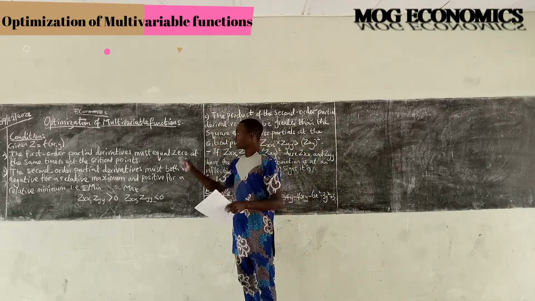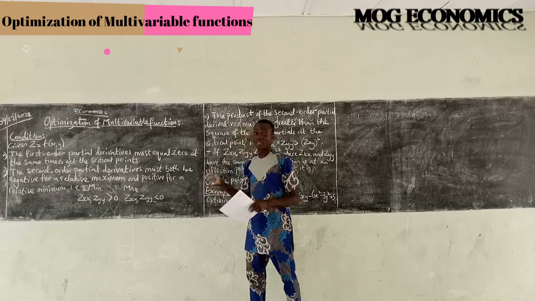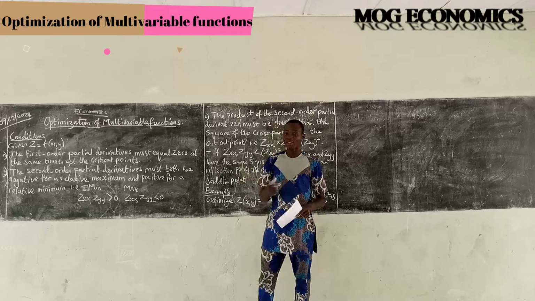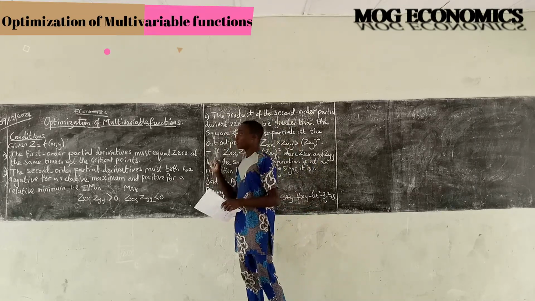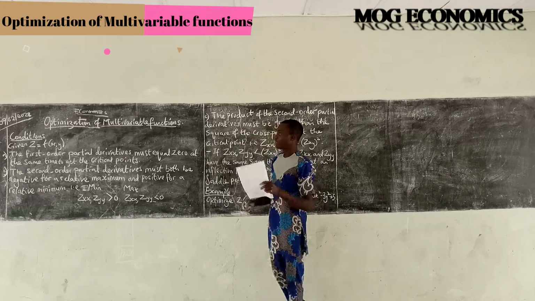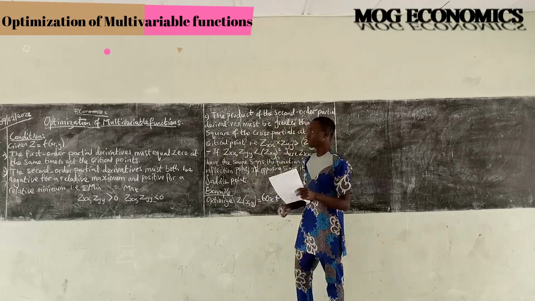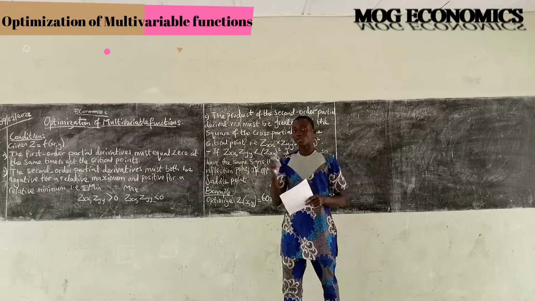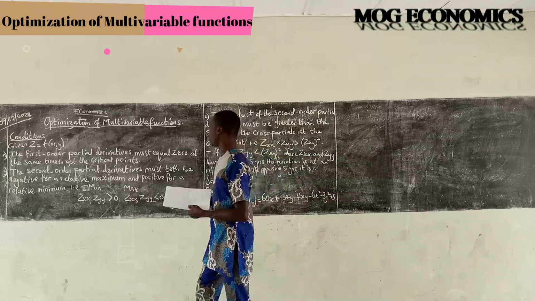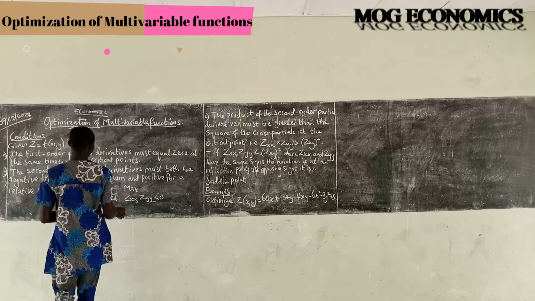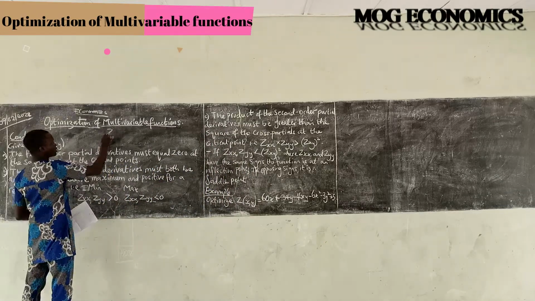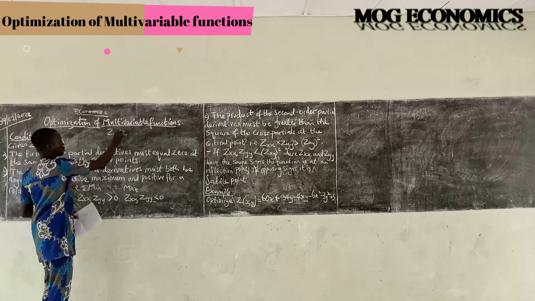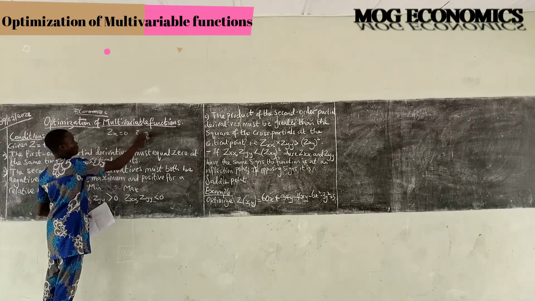Now the first is, given z as a function of x and y, where x and y are the independent variables. Now what are the conditions? A. The first order partial derivatives must be equal to 0 at the same time to get the critical point. We talked about the first order partial derivatives in the first video. So what this is essentially saying is that at the critical point, since we are using z as a function of x and y, your zx must be equal to 0, and then your zy must be equal to 0.